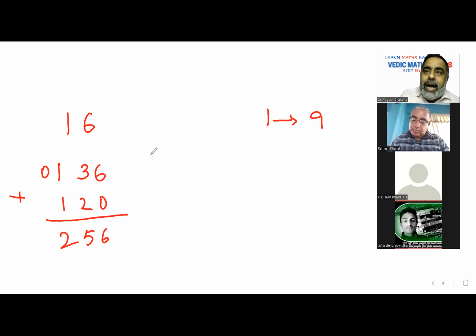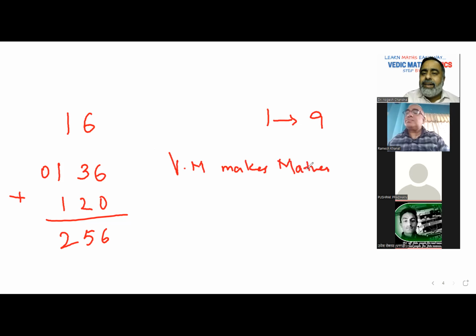The main thing was the definition I gave you yesterday: Vedic maths makes mathematics easy and faster. That's all. Now we were already aware of the formula, but why didn't we implement it?